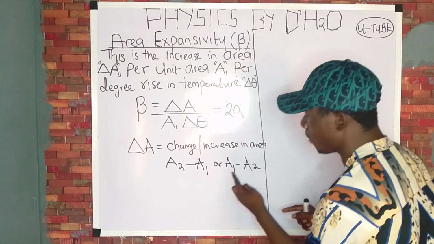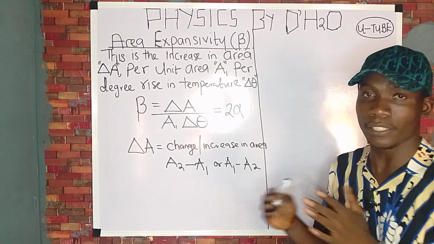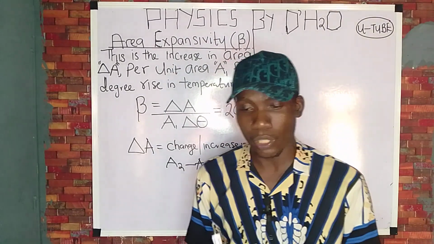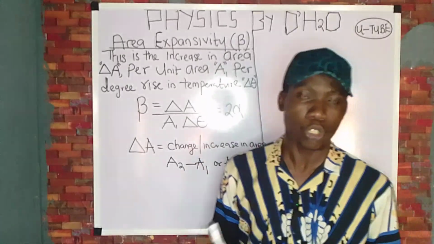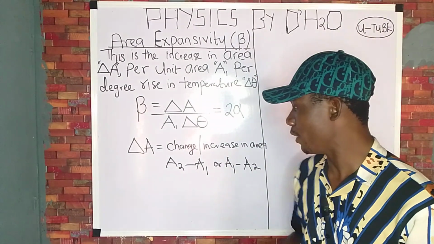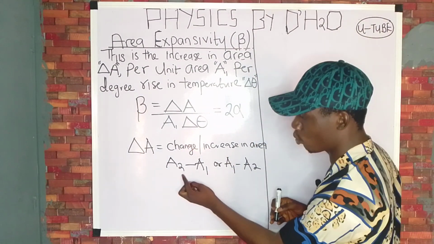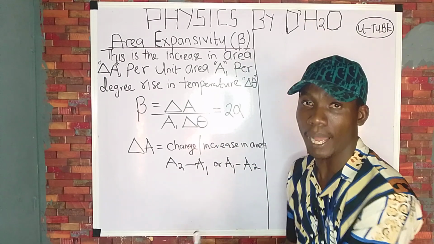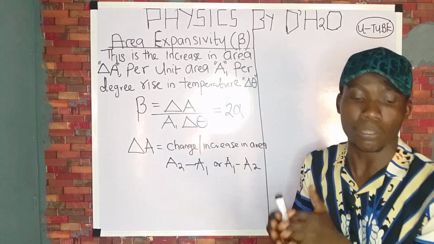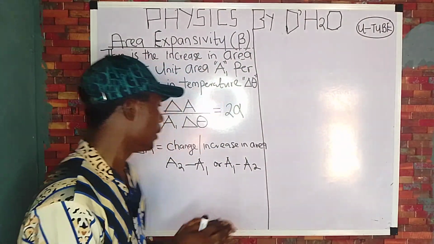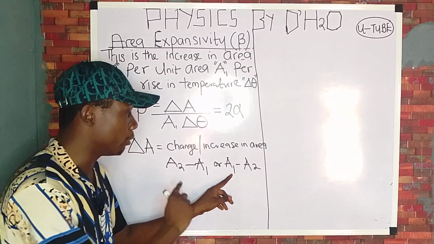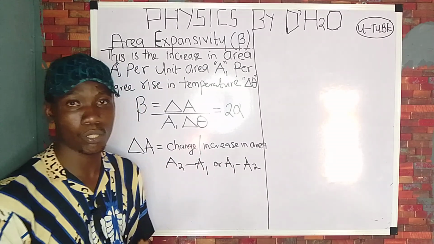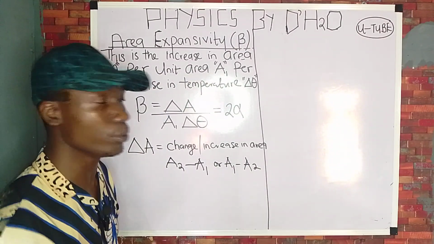But when you have A1 minus A2, it means that there is a decrease in the area of the object. There are some objects, when they are heated, they will contract instead of expanding. Some, when they are heated, they will expand. Now, in this place, you are seeing A2 minus A1, meaning that when they heated the material, there was an expansion. Sometimes when there is a fall in temperature, the material will shrink, okay? This means that our original area will be bigger than our final area. That's why we have A1 minus A2. So be careful and be attentive to details.